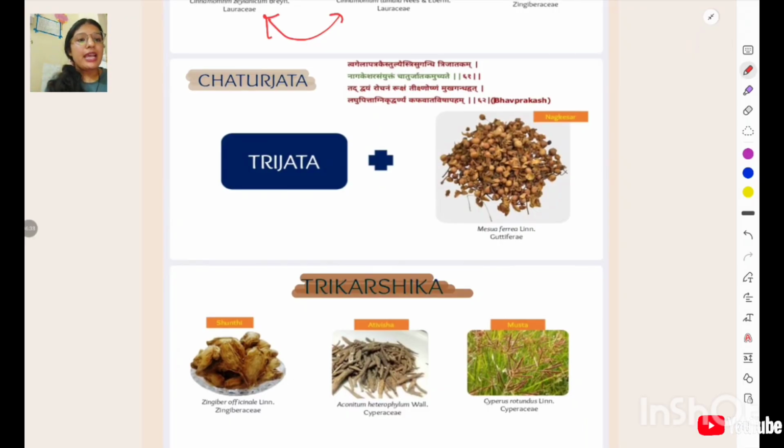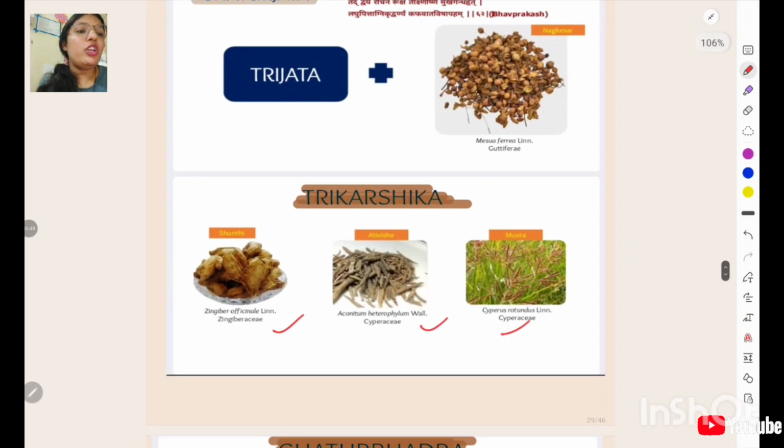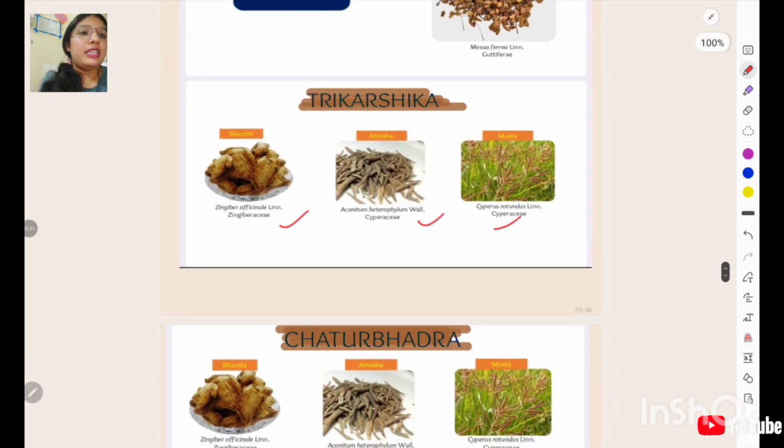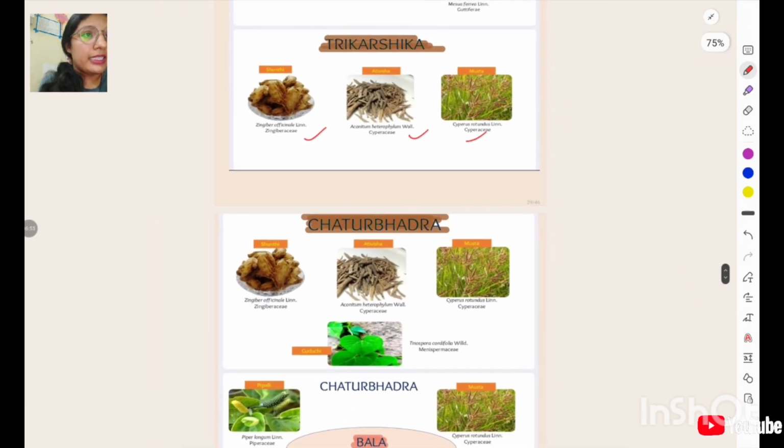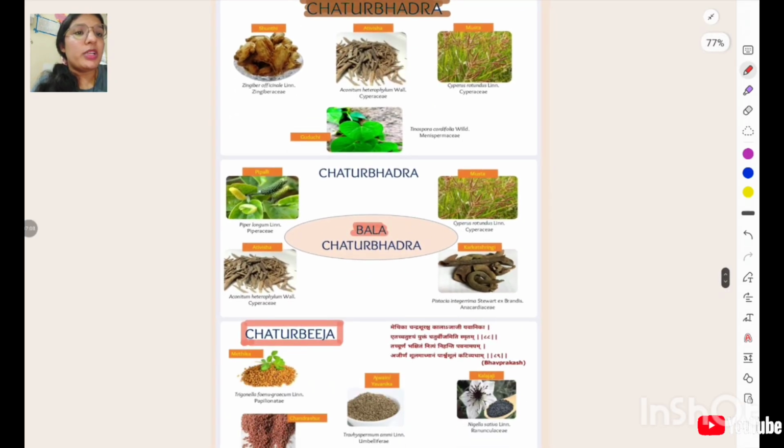Okay. Next is your Trikarshika. Here we have to take 3 ingredients in Karsha pramana. Karsha is 12 grams. So one is Shundi, Ativisha and Musta. So these 3 drugs are known as Trikarshika. Chaturbhadra has 4 drugs, and actually in this Trikarshika, you just add Guduchi, and it will become Chaturbhadra. Shundi, Ativisha, Musta along with Guduchi is known as Chaturbhadra.